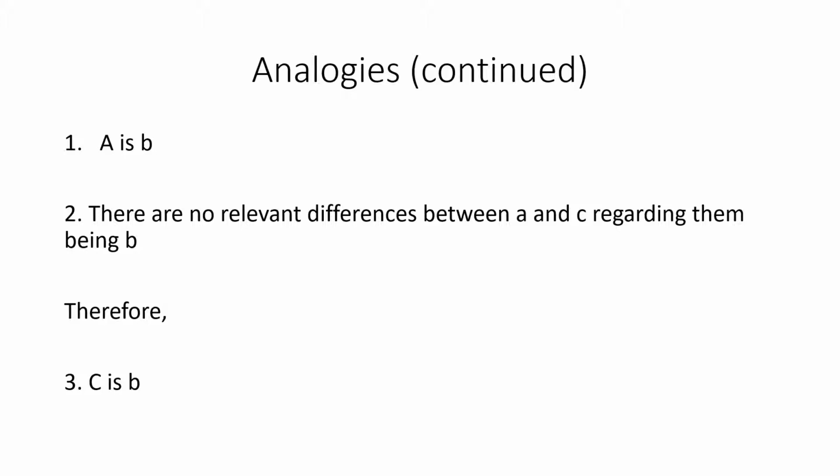So this is valid because if it's true that A is B, and that in the analogy between A and C there are no relevant differences, so they're exactly the same in regard to what's relevant to being B, it would have to be the case that C is also B. So that's how we can make an argument from analogy valid.